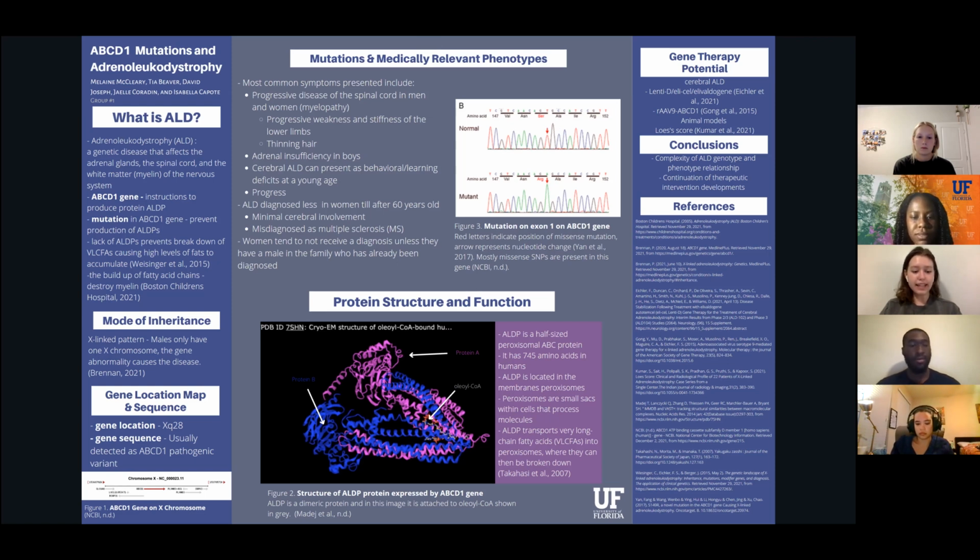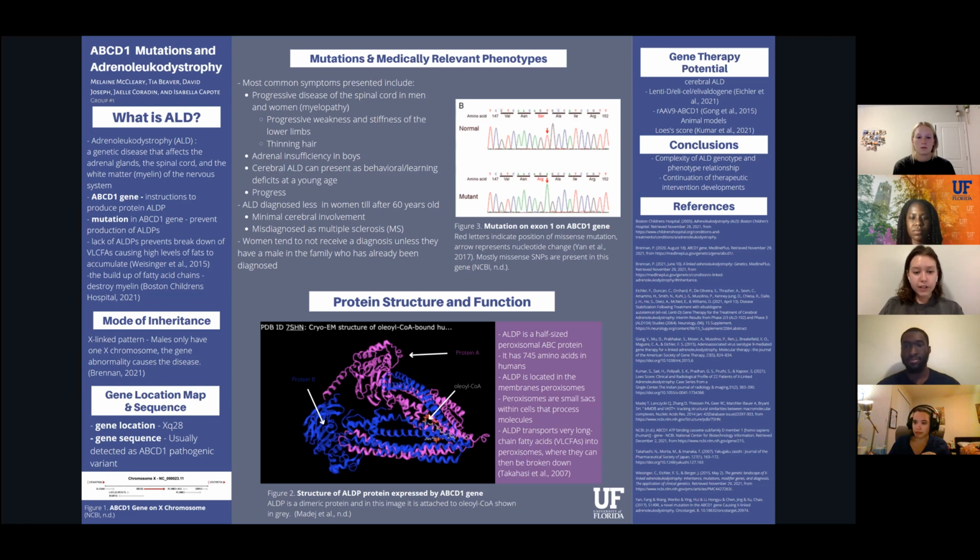And so I'm going to now be discussing the protein structure and function. The protein ALDP is expressed by the ABCD1 gene, and it's a half-size peroxisomal ABC protein. In humans, it has 746 amino acids. ALDP is located in the peroxisome membrane. And peroxisomes, just as a refresher, are small sacs located within cells that are involved with processing molecules. And in a normally functioning protein, ALDP is responsible for transporting very long chain fatty acids into these peroxisomes, where they are then able to be broken down. And these very long chain fatty acids make up parts of brain membranes, including myelin.